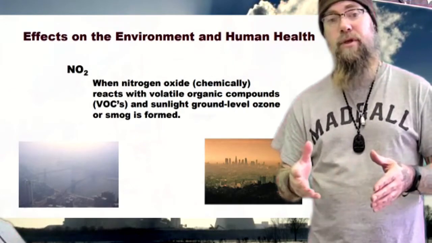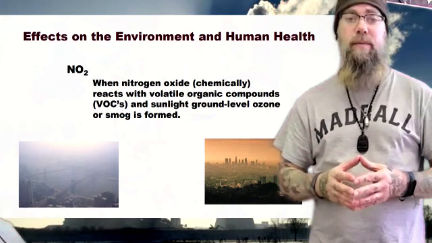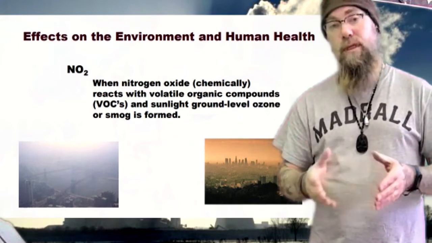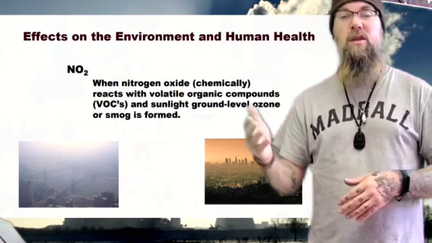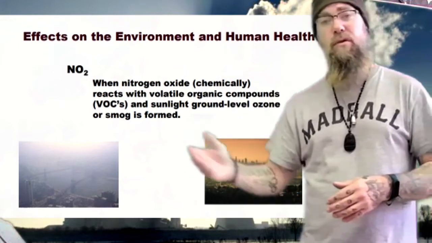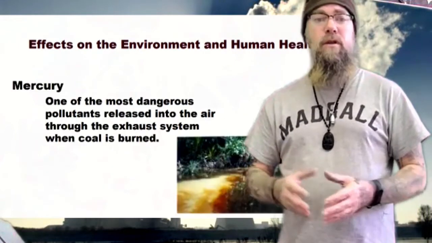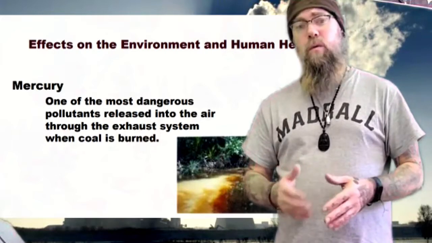When nitrogen oxide emissions react with volatile organic compounds, or VOCs, and sunlight, ground-level ozone, or smog, is formed. And you can see in these pictures how gross that is. And mercury is one of the most dangerous pollutants released in the air when coal is burned.